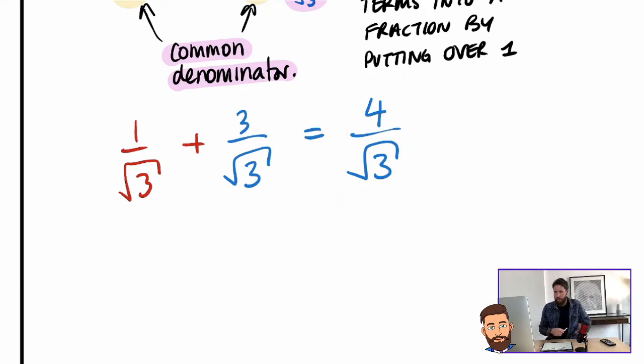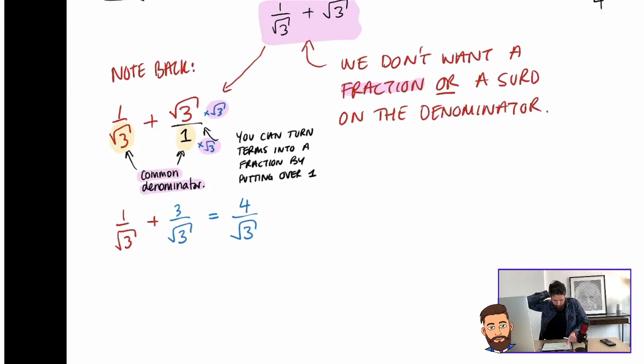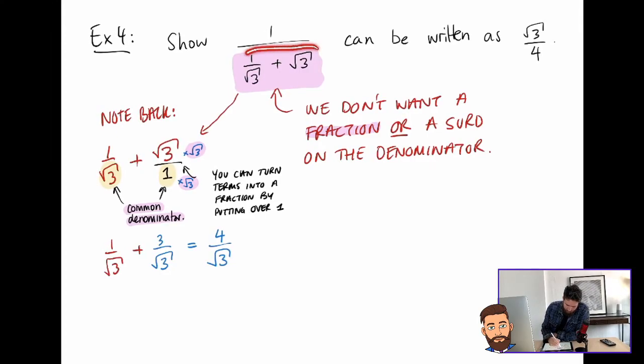Okay, so we have now dealt with this problem where we had two fractions, and now we've got it down to one fraction. So we don't want the fraction on the bottom or the surd. But what does this tell us? It tells us this is 1 divided by what we've just worked out, 4 root 3.